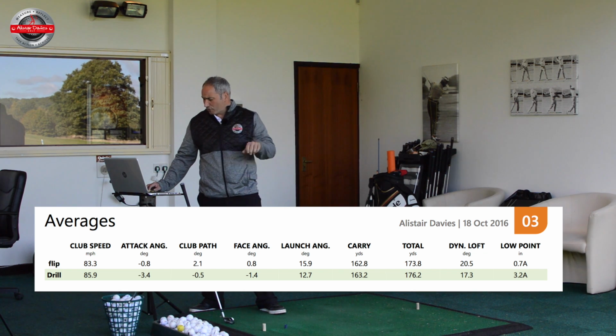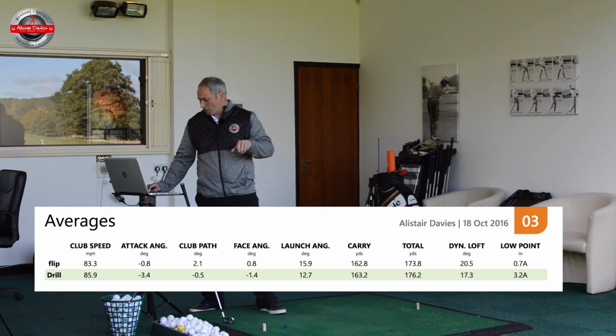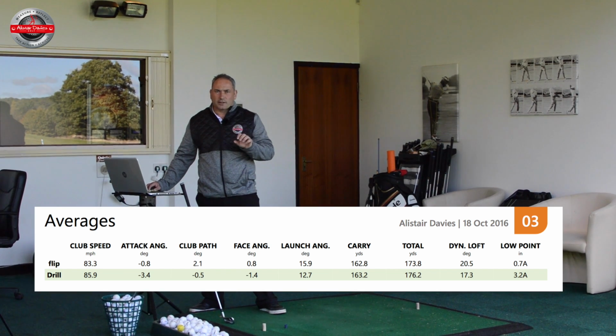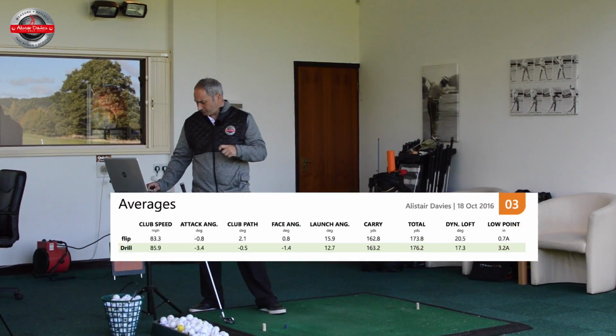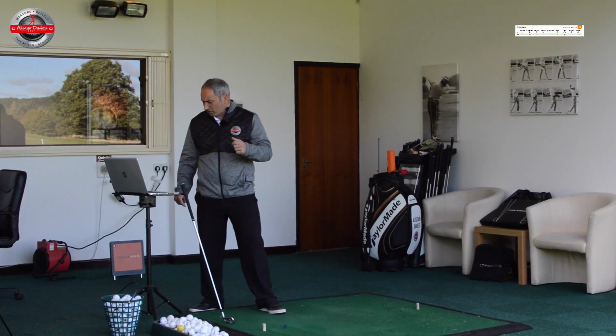The launch angle increased with the flip shot to 15.9 versus 12.7, so an increase of 3.2 degrees in launch. Dynamic loft also increased by 3.2 degrees, 20.5 versus 17.3. Distance-wise, there wasn't a lot in it. It was 3 yards less distance with the flick for me as opposed to the lag, 2.4 yards if we're going to be exact.